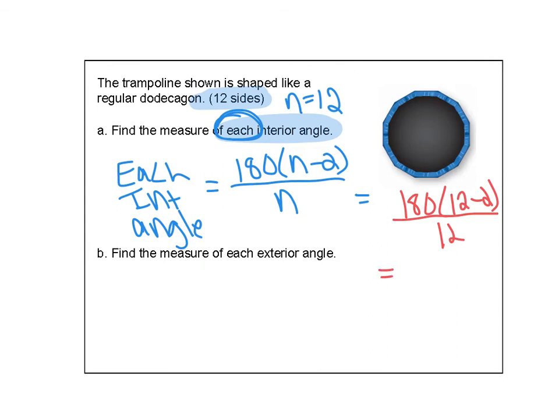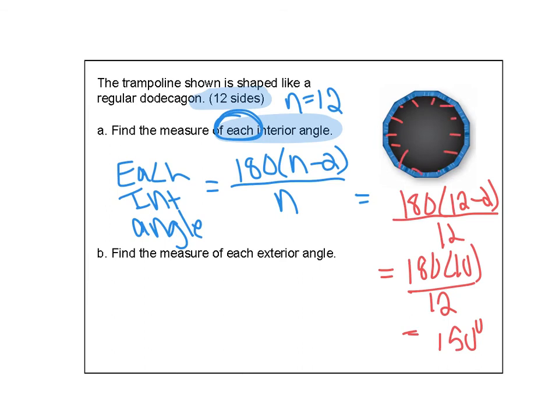Again, I'm going to subtract inside my parentheses and do 180 times 10, which is 1800, and then 1800 divided by 12 is 150. So we would have 180 times 10 divided by 12, and we would end up at 150 degrees. So each of these angles inside of here is 150 degrees.